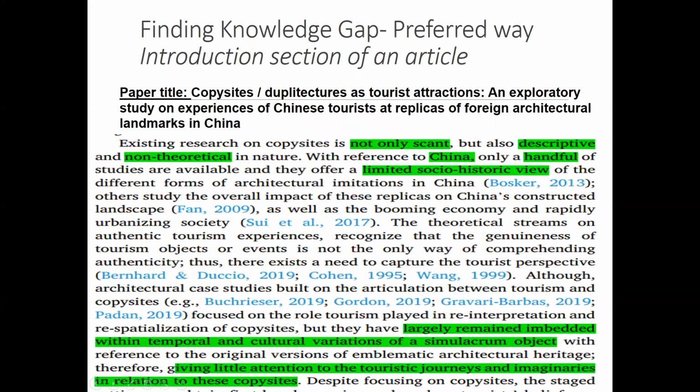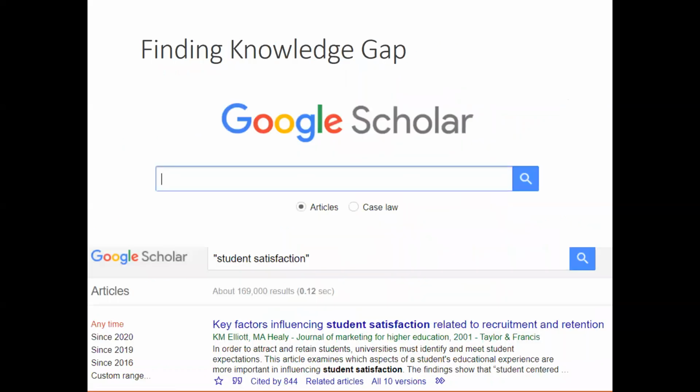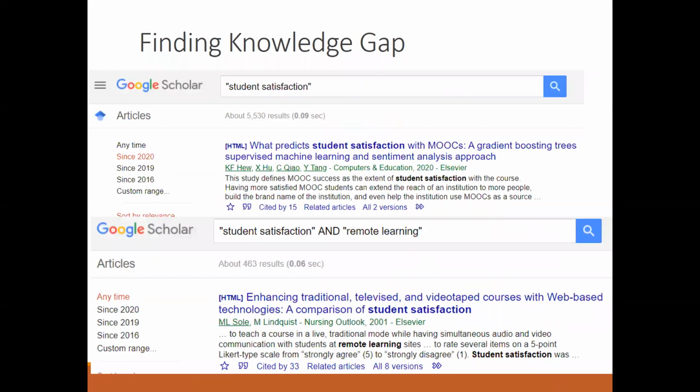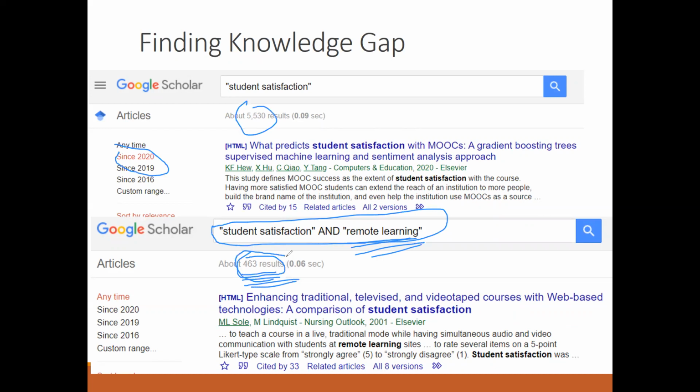There are so many research results, 169,000, too many. Then we narrow it down. We want to find the research results since 2020. When we talk about 2020, there are 5,533 research results. So this is the way to find the knowledge gap. But when we combine student satisfaction in the online learning environment or remote learning environment, there are only 463 results. It means that the knowledge is not well developed in this field. The knowledge is limited in this field.